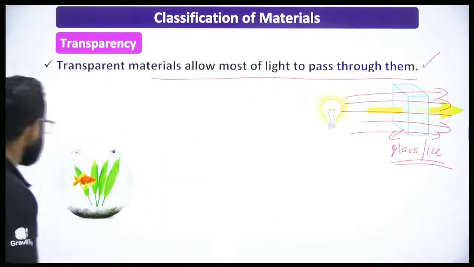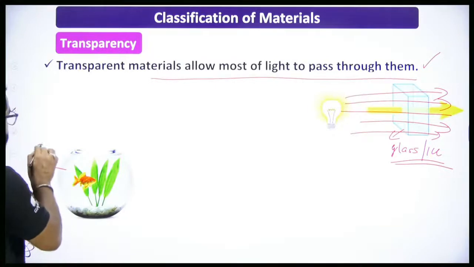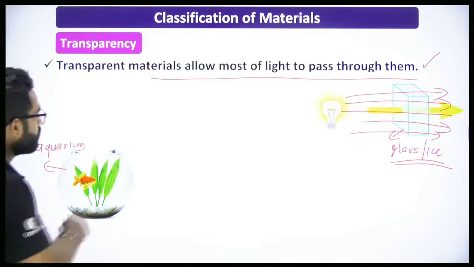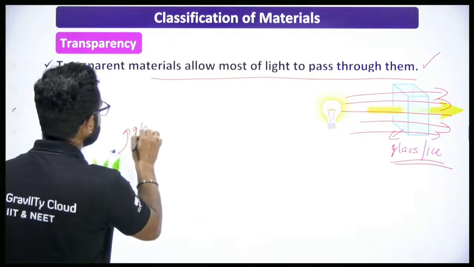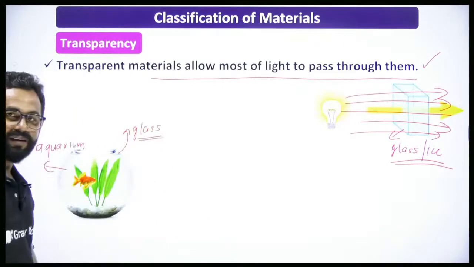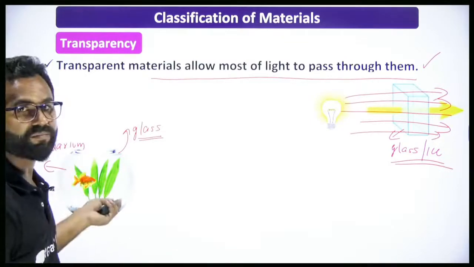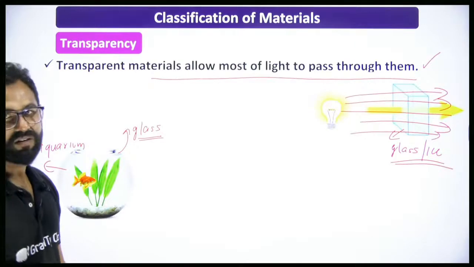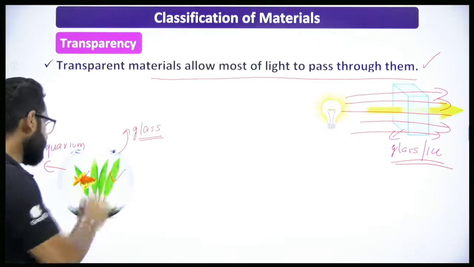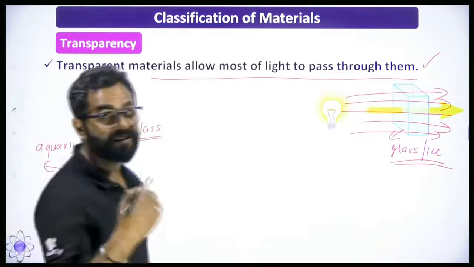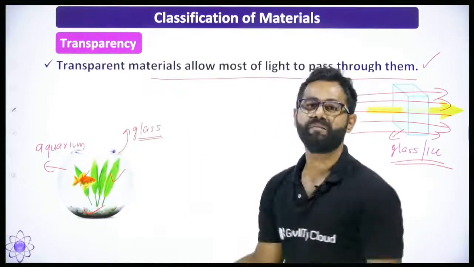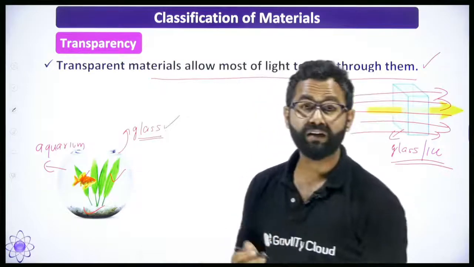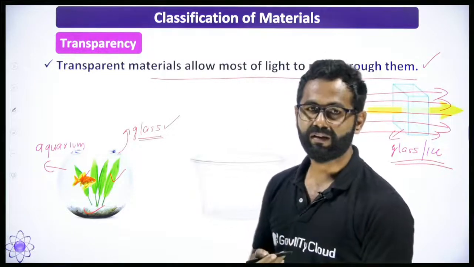Similarly, if you look at here, this is my aquarium. And it is made up of glass. And you can easily see what is inside the aquarium, right? Inside this glass pot, you can easily see the fish, these green leaves, then pebbles. Everything is visible inside the aquarium, inside the glass pot. That means the glass is a transparent object or transparent material.